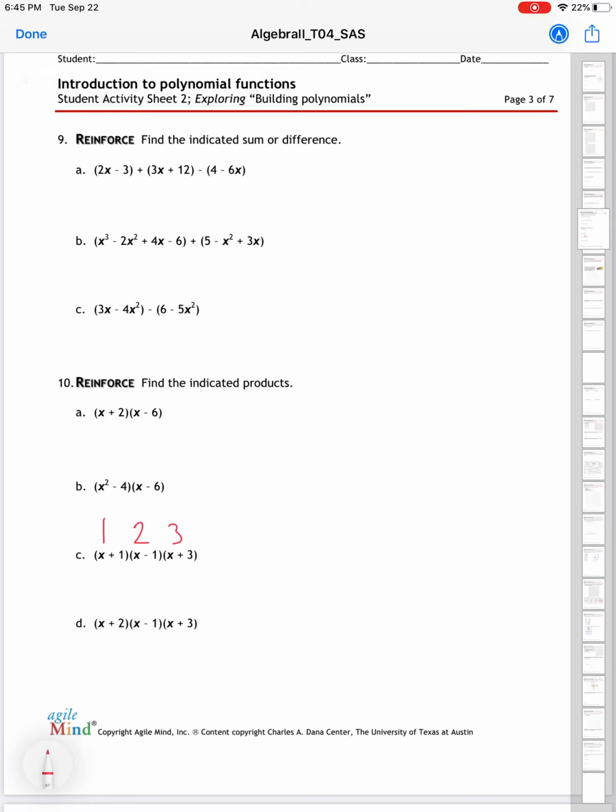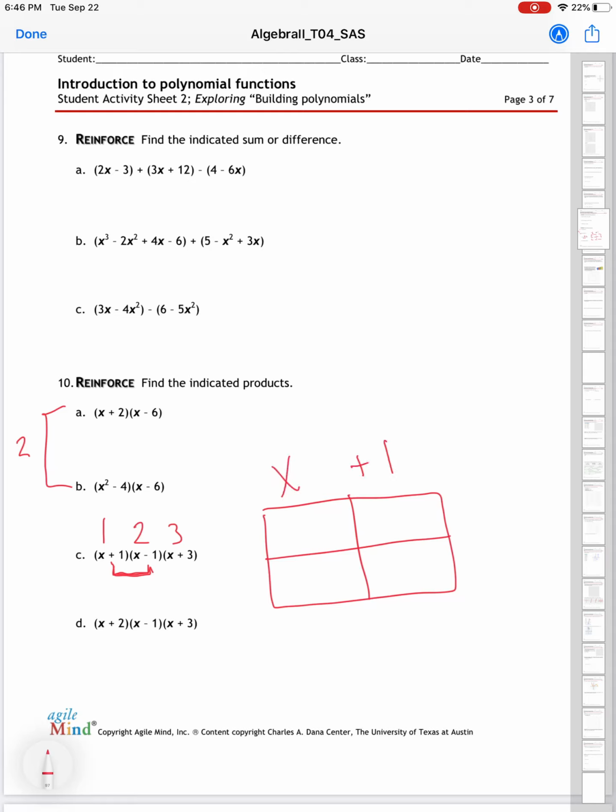So you notice that C has 1, 2, 3 set of parentheses, whereas A and B only have 2. All right, so here's how you do something with 3. You simply pick 2 to start with. I always do the first 2. It's just the easiest, okay? So I'm multiplying these first 2 first, okay? Up top, I have an x plus 1. On the side, I have an x minus 1.